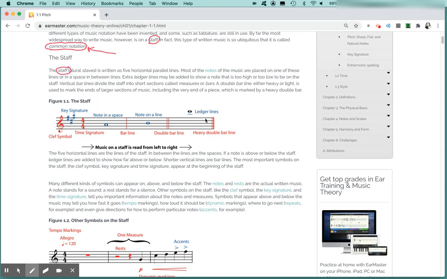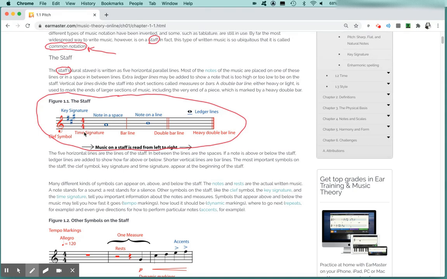You need to identify this is a staff. I'm going to circle this because you need to be able to identify these things. All of those things. This is the clef symbol. This is the key signature. Many of you may not know enough about music to know what a key signature is for, but you will. This is the time signature.